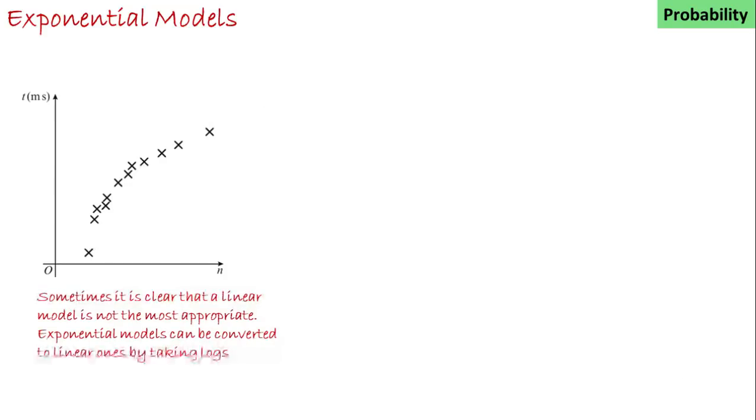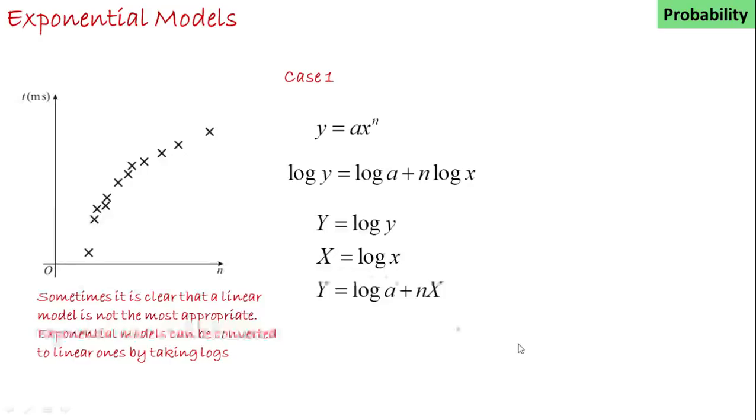We also deal with exponential models with correlation. Sometimes it's clear a linear model is not the most appropriate if we're wanting to approximate all values in a range. So here they're curving. Sometimes these can be converted into linear ones by taking logs. Two cases. One, y equals ax to the n. We take logs of both sides, and we can see that there's a linear relationship between log y and log x. So we can use a regression analysis of big Y against big X, and then calculate the little a and little n.